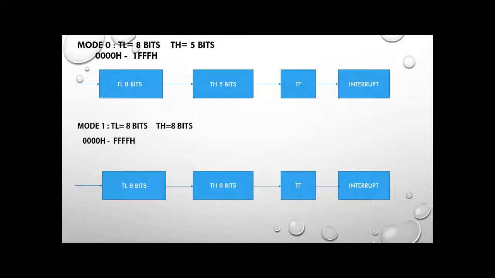Let's discuss the timer modes. The first one is mode 0, that is the 13-bit timer mode. In this mode, the 8 lower bits and 5 higher bits are used for counting. Its maximum value for counting is 1FFFH. When the overflow condition occurs, the timer overflow flag is set and the interrupt is generated. Mode 1 is similar to mode 0, but in this, all 16 bits are used for counting, hence the maximum value for counting is FFFFH, and when the overflow condition occurs, the interrupt will be generated.